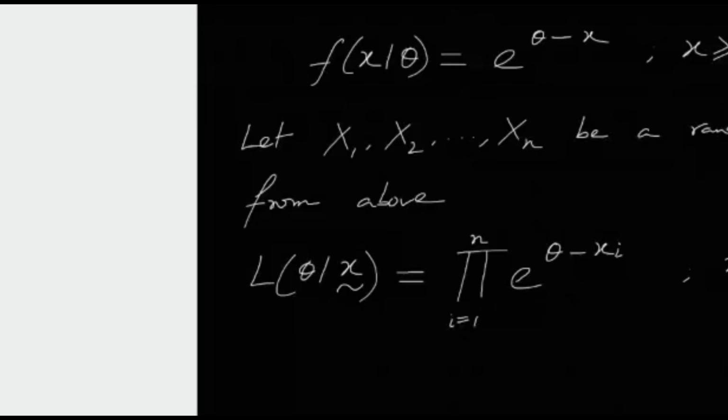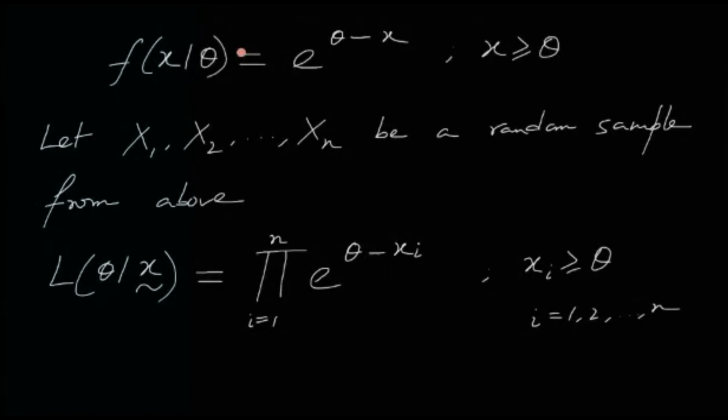So the maximum likelihood estimate of theta square is, so there are four options and we have to find the MLE of theta square. Remember, not the MLE of theta, the MLE of theta square. So let us deal with this problem in a general way. This is the population PDF, e to the theta minus x, where x is greater than or equal to theta. And let x1 through xn be a random sample from above.